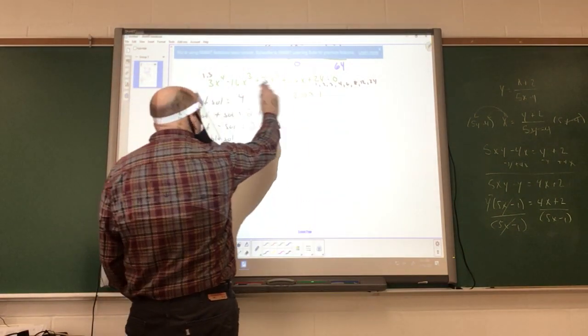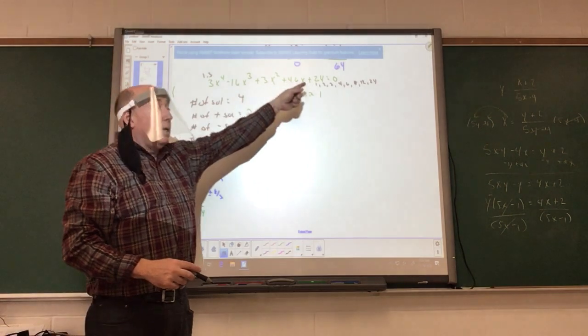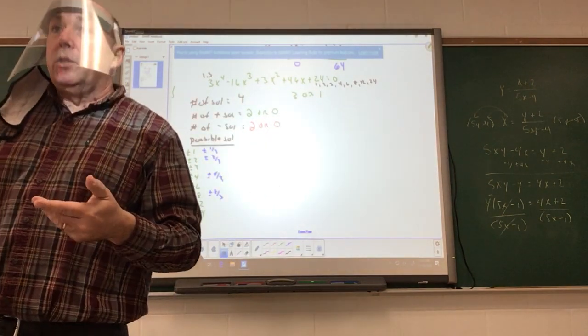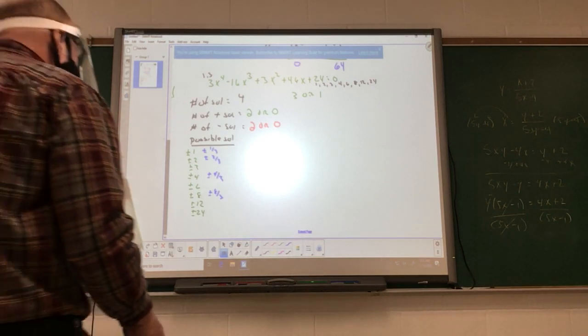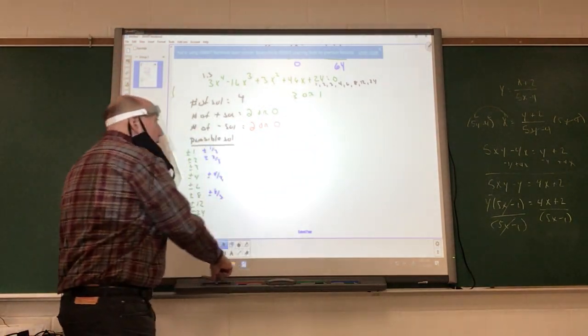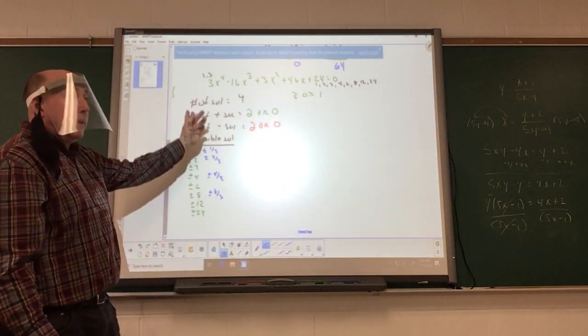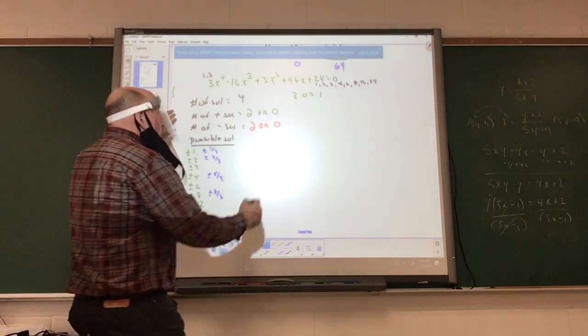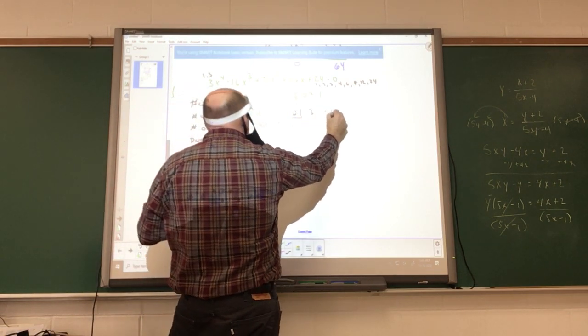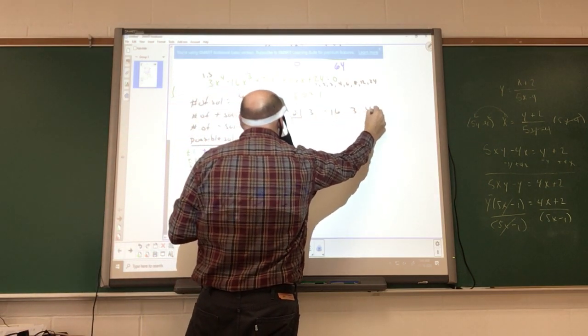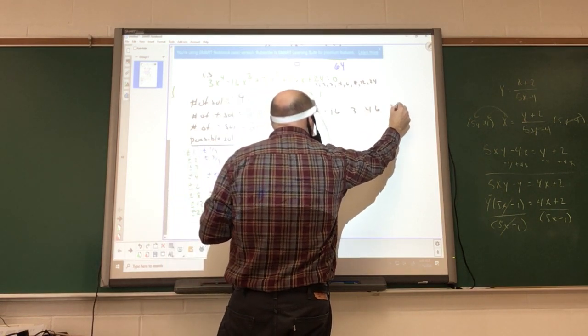What we're looking to see is which one of these values here make it equal to 0. So we can use our synthetic substitution to see what makes it equal to 0. Now typically what I talked about before, I don't start with the 1s. I start with the 2s and go from there. If you want to start with 1, that's fine. I like to start with 2 because I can eliminate possible factors over here then. So we have 2. I'm going to substitute 2 in there. 2, 3, negative 16, 3, 46, and 24.